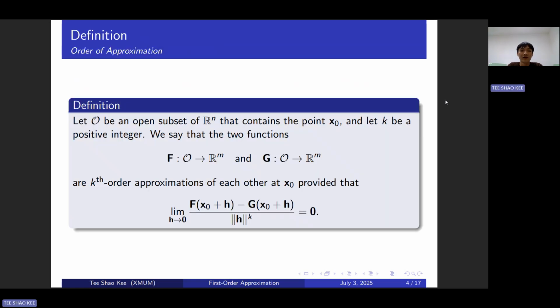Let's begin with the formal definition of order of approximation. Given a function f from R^n to R^m and a polynomial mapping g of degree at most 1, meaning it is linear plus a constant vector, we say that these two functions are kth order approximations of each other at x0 if the pointwise difference between the functions f and g goes to 0 faster than the norm of x minus x0 to the power k. In our case, since we are dealing with first order approximation, our k is equal to 1.